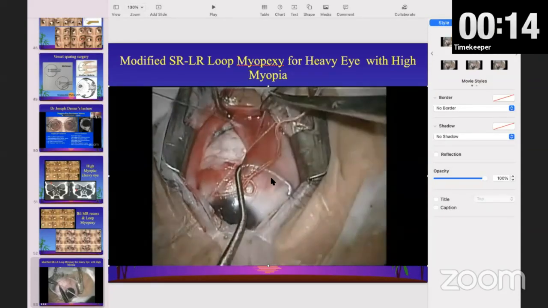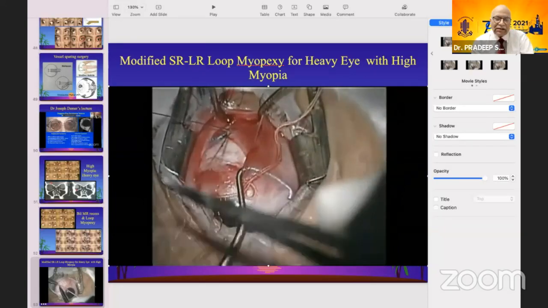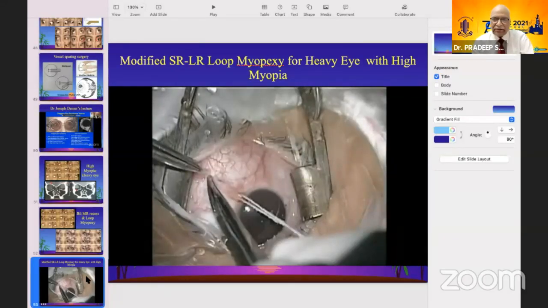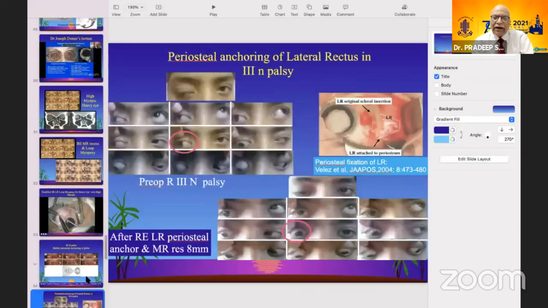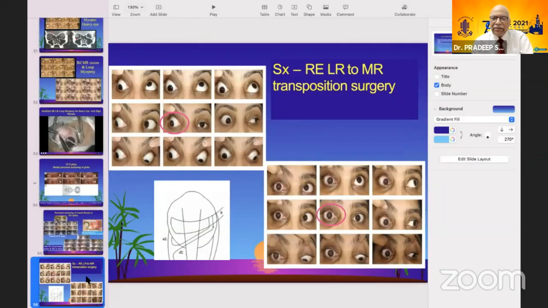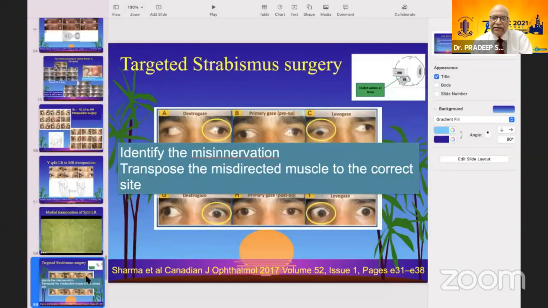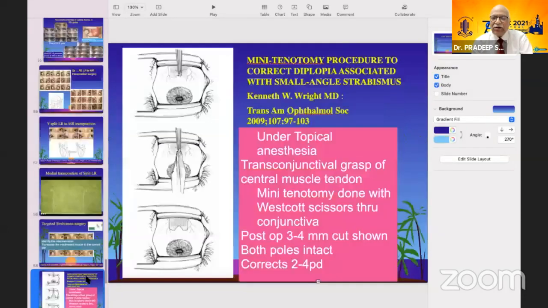Both these sutures. So I would just complete this, and this is how we can finish with this. These have been talked about by Dr. Shruti, so I may not go into the details of this. And the targeted strabismus surgery is what we talk about.